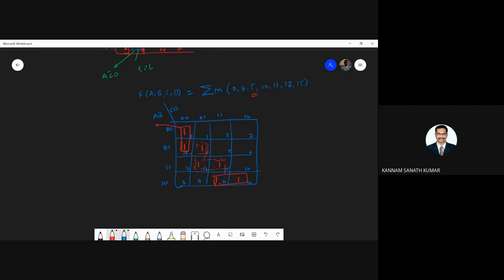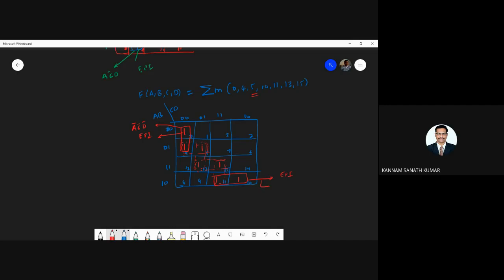If you write the expression for this, what is the expression? A bar C bar D bar. So this is nothing but an essential prime implicant. This should be there in the output expression. Why? Because it covers at least one minterm, each one is covered at least by one. And this is also one essential prime implicant.